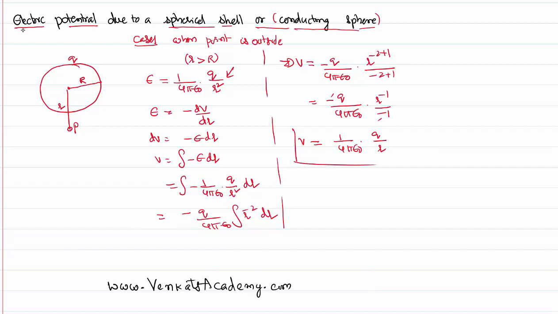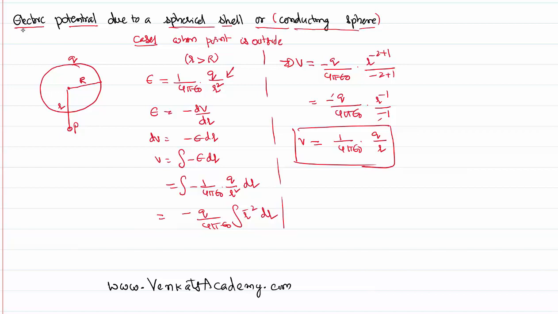So the expression is similar to the potential due to a point charge itself. So when you are talking about a point outside the spherical shell, the entire charge behaves as if like it is focused at the center of the spherical shell.